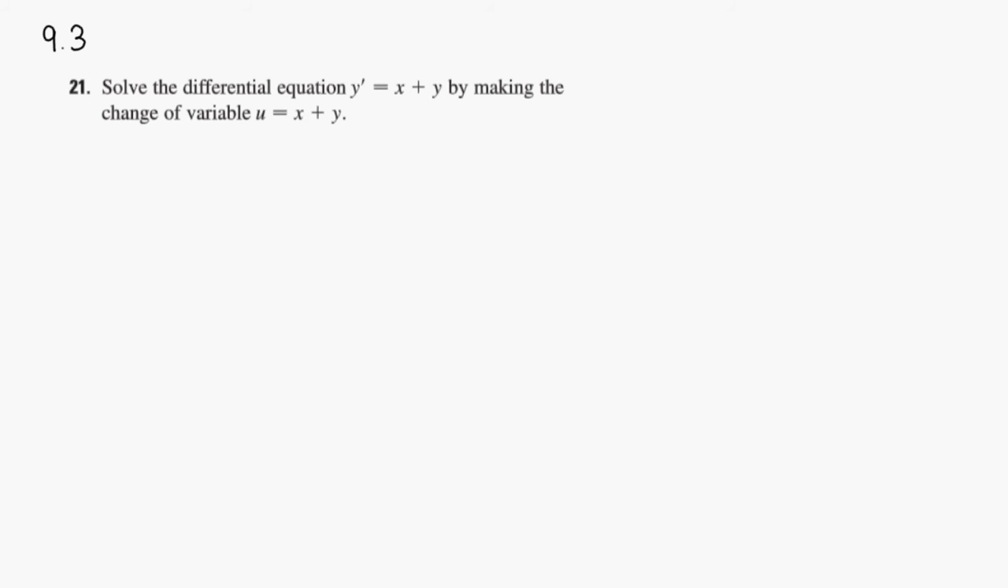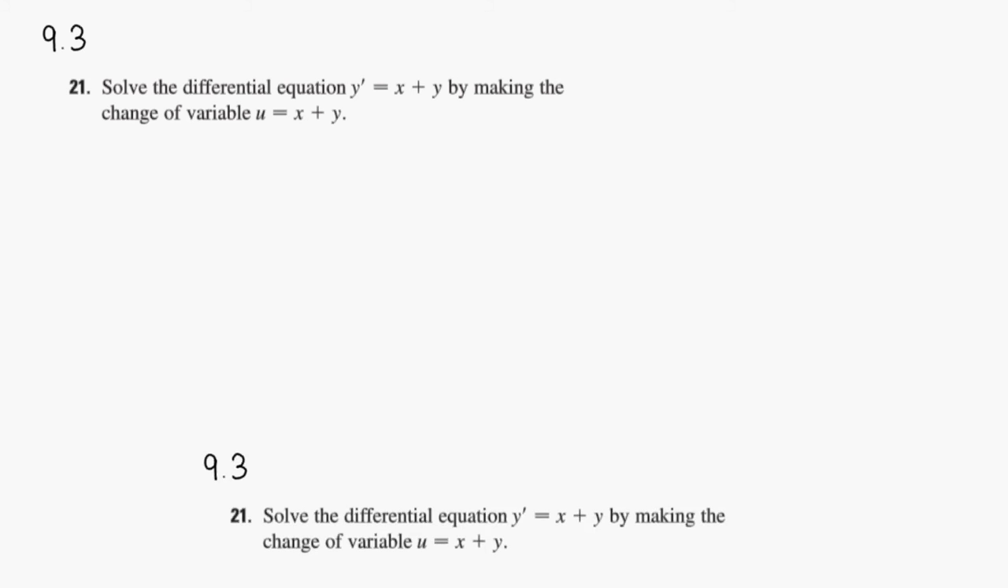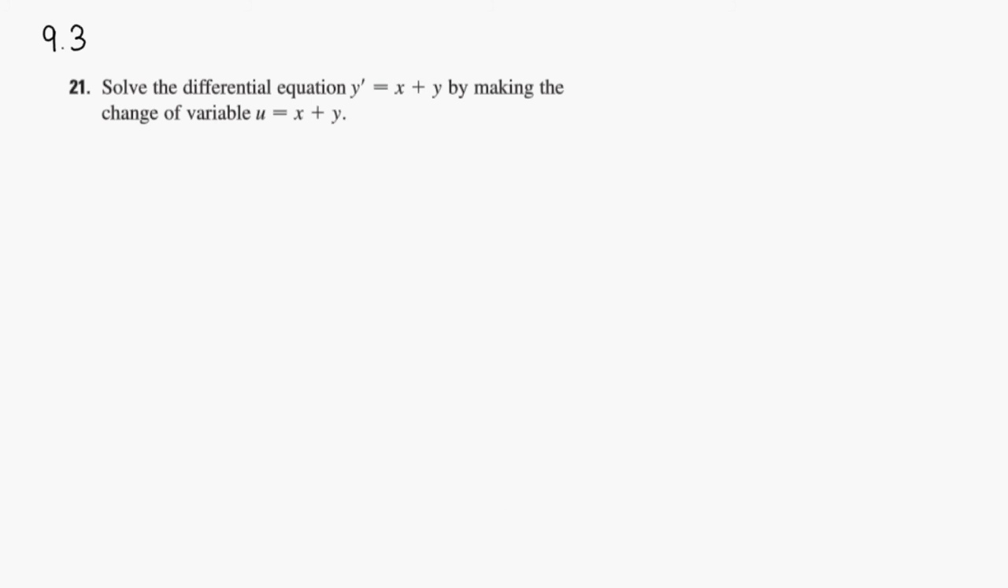All right, let's look at section 9.3, problem 21. This is an example where you have a non-separable equation, but using a change of variable, we can turn it into a separable equation. So let's look at this one. The original equation is y prime is equal to x plus y.